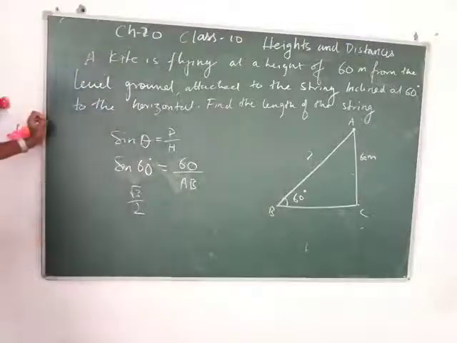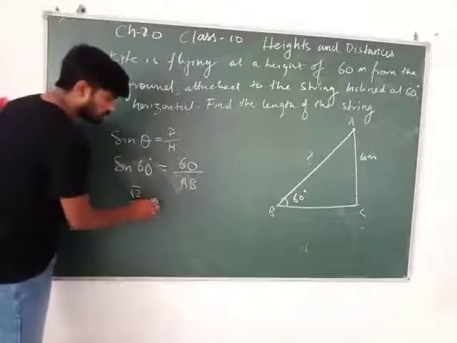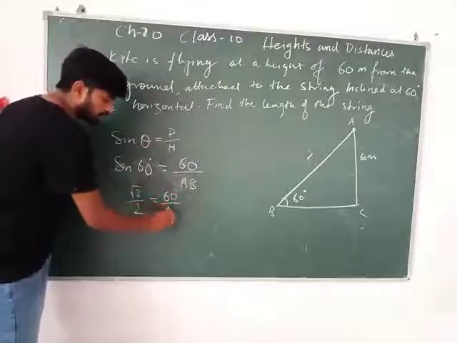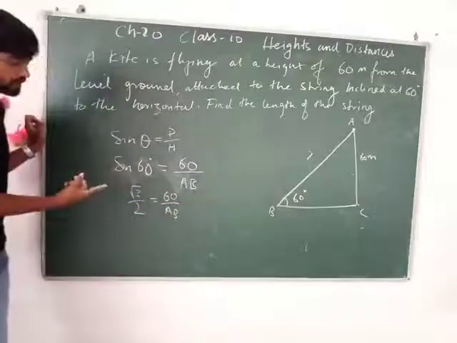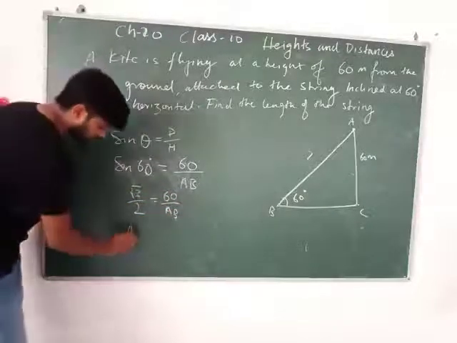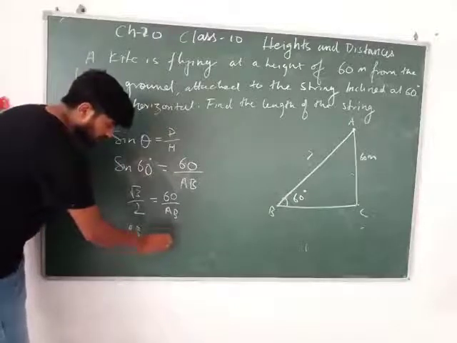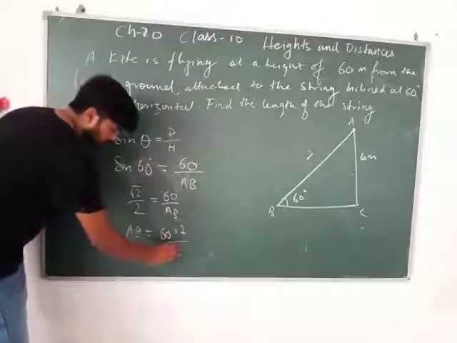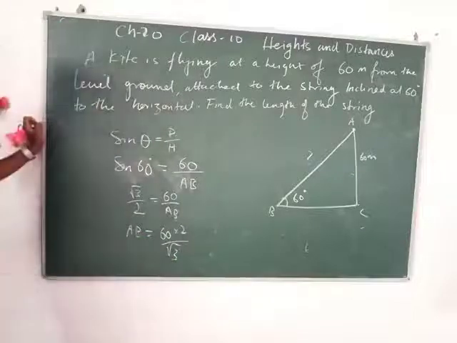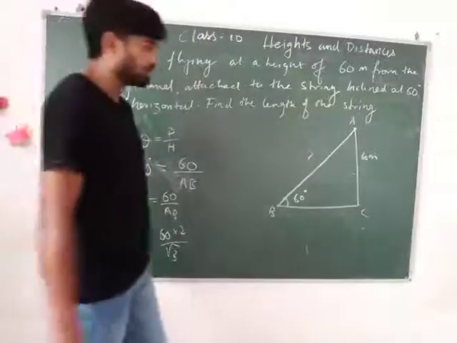This is the value of sin 60, √3/2 equals 60 over AB. और मुझे वैल्यू किसकी ढूंढनी है? AB की. तो AB को इस तरफ से लेके आ जाऊंगा. AB is equal to 60 into 2 over √3. ऐसे ही होगा. अब इसको मैं रैशनलाइज भी कर सकता हूँ क्योंकि नीचे √3 नंबर नहीं रखना है.